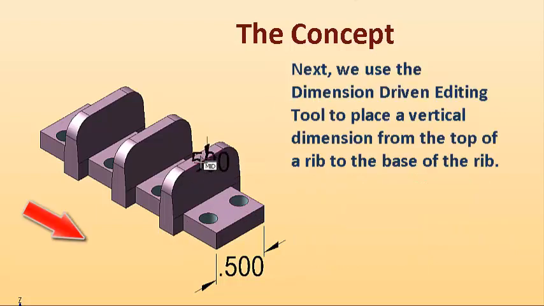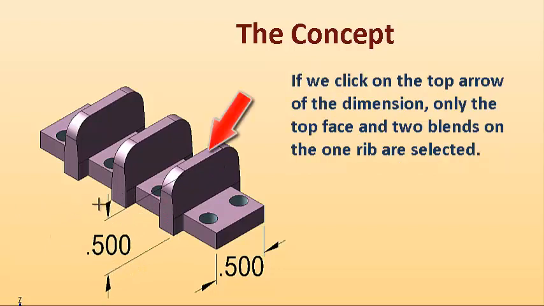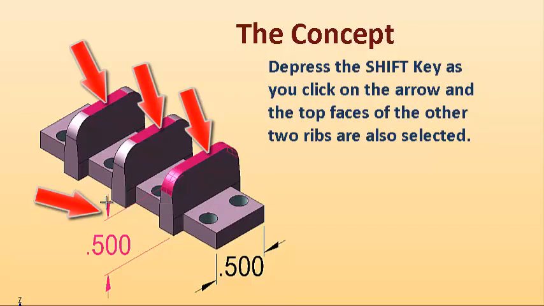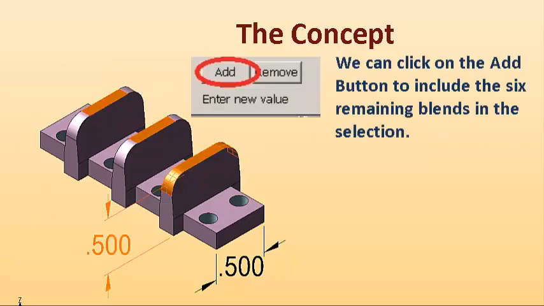Next, we'll use the dimension-driven editing tool to place a vertical dimension on one of the ribs. Move the cursor over the top arrow, and the top face and 2 blends highlight. Press the Shift key and do the same thing, and you pick up 2 more faces on the top of the other ribs. Now click on the Add button.